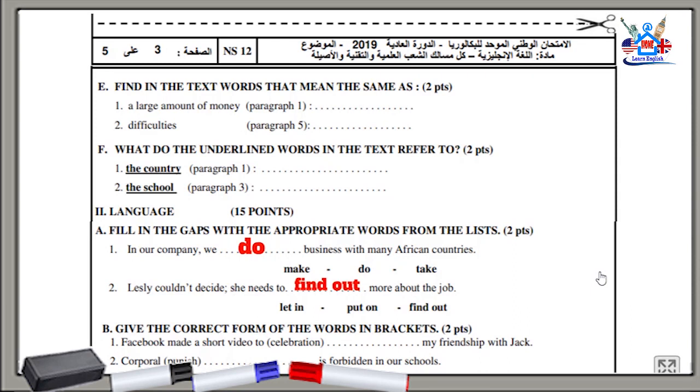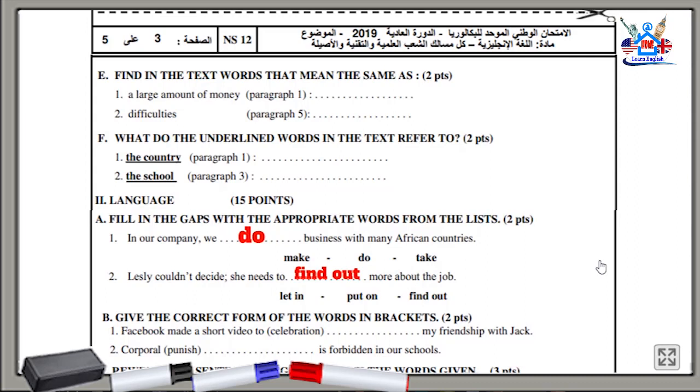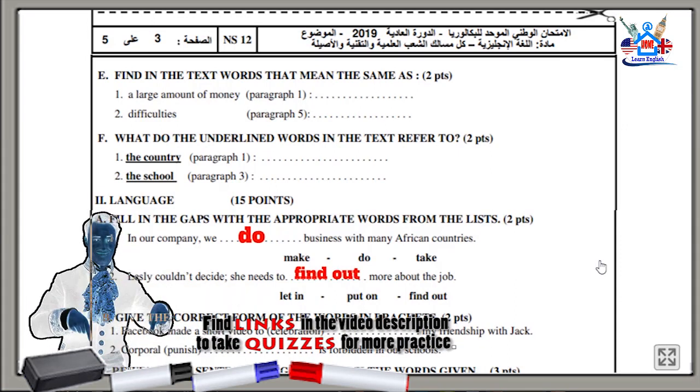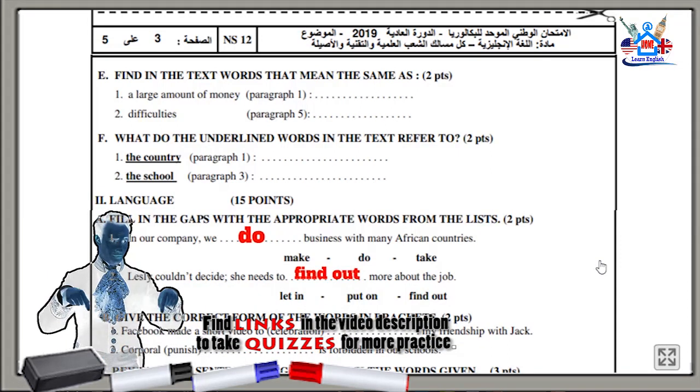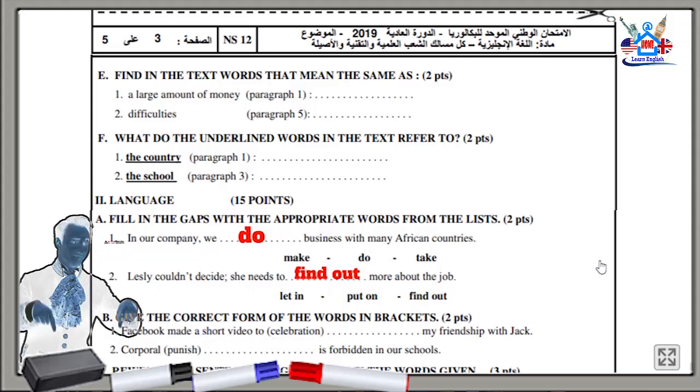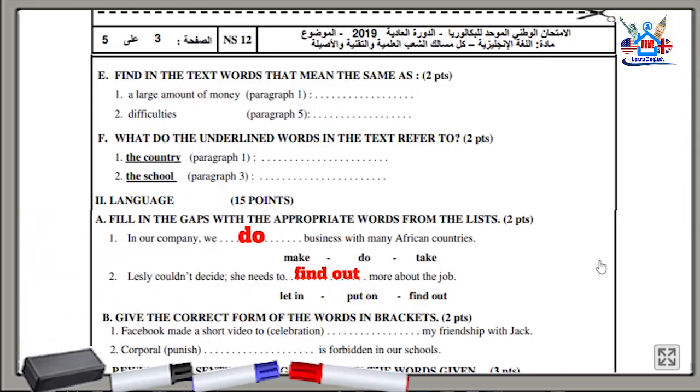Alright, look at exercise B. Give the correct form of the words in brackets. So as you can notice, this is a productive exercise. This is what you must learn from word category practice, and whose quiz you can find in the video description below. Pause the video, take 1 minute to do the exercise.